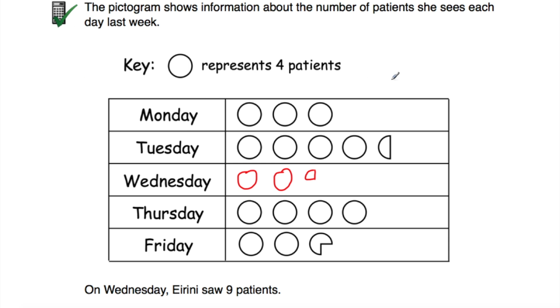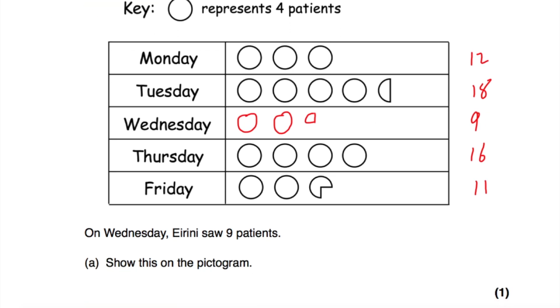So let's see how many patients there are altogether, and it's a calculator question, that's good, that's going to be handy for our multiplication. So in terms of Monday, that's 4, 8, 12 patients. In terms of Tuesday, 4, 8, 12, 16 and another 2, that's going to be 18 patients. Wednesday, 4, 8, 9, that's good because we were told there was 9 patients on Wednesday. Thursday, 4, 8, 12, 16 patients on Thursday.